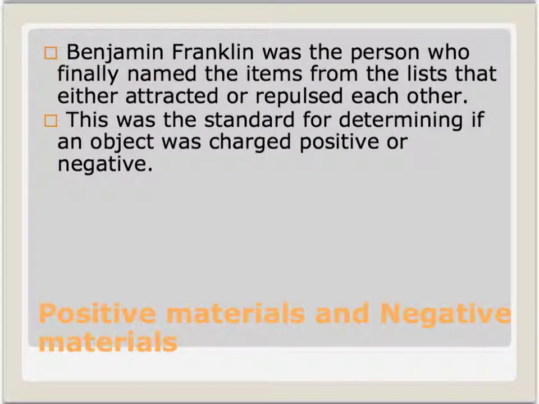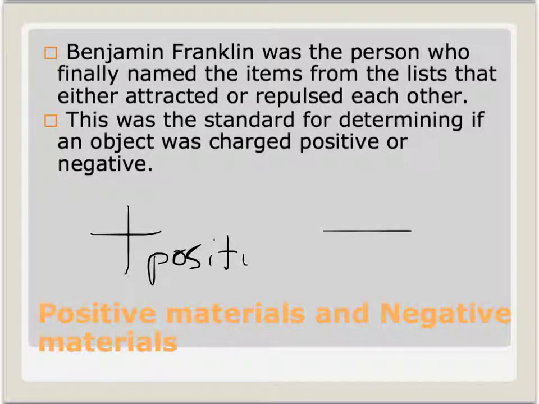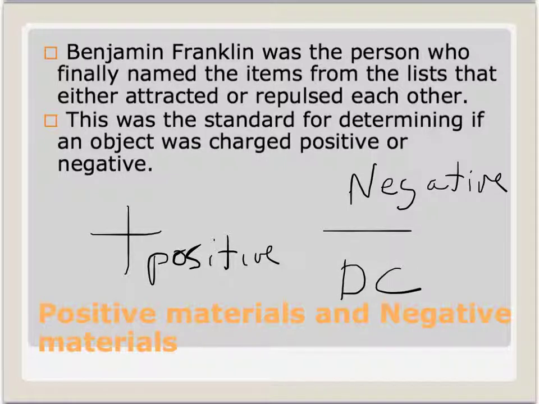Now we fast forward a little ways to Benjamin Franklin here in the United States. He was the person who finally named the items from the list that other folks had discovered that either attracted or repulsed each other. And this was the standard for determining if an object was charged positive or negative. So Benjamin Franklin began the process of determining which items are positive and which items are going to be labeled negative. And obviously when we talk about positive and negative, we're looking at DC sources of electricity, and those terms are still with us today.